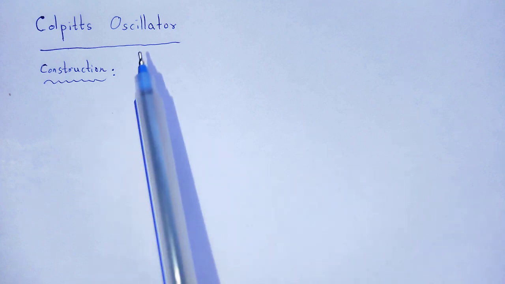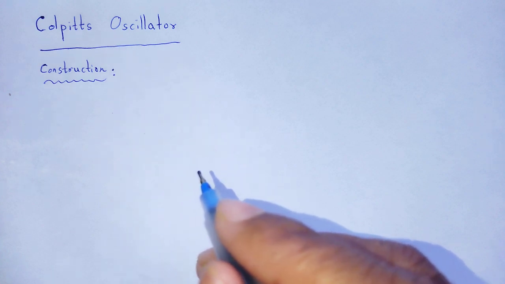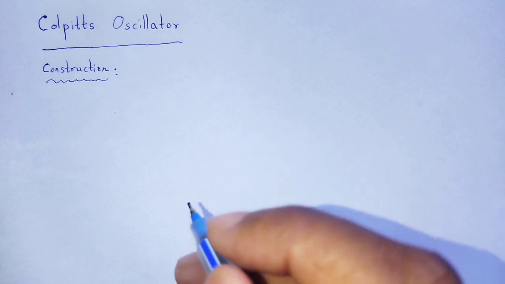Like Hartley oscillator, Colpitts oscillator is a sinusoidal oscillator, but that one is used in many common circuits, and it is also an LC circuit, or we can say a tank circuit, used as feedback network. To understand its construction, as it's an oscillator, it is the combination of amplifier plus feedback network.